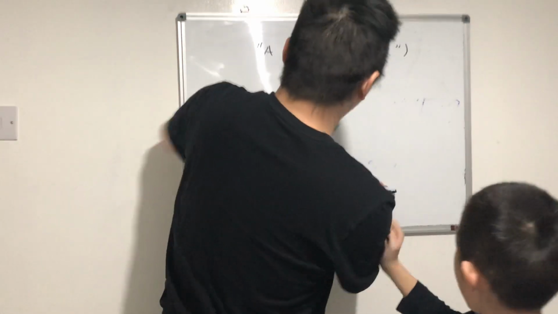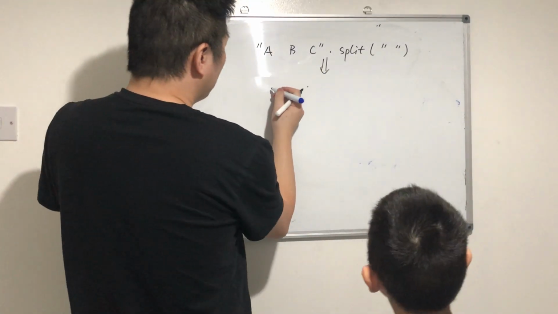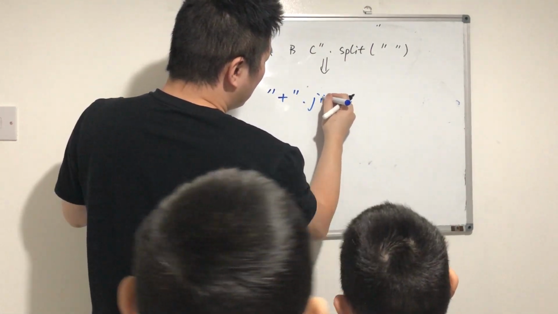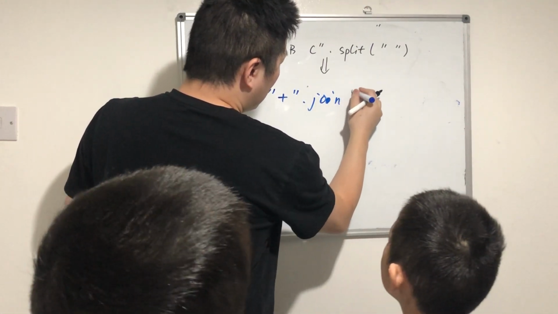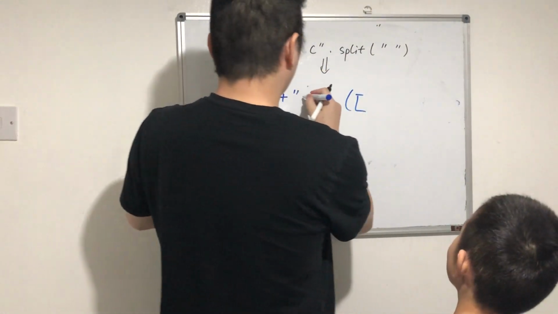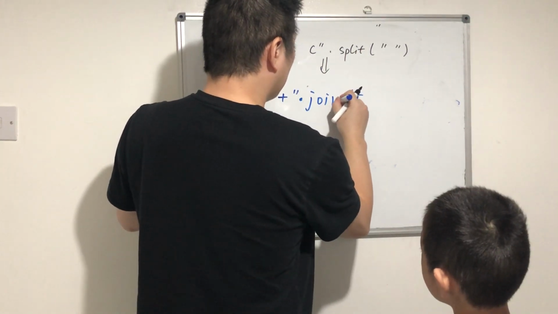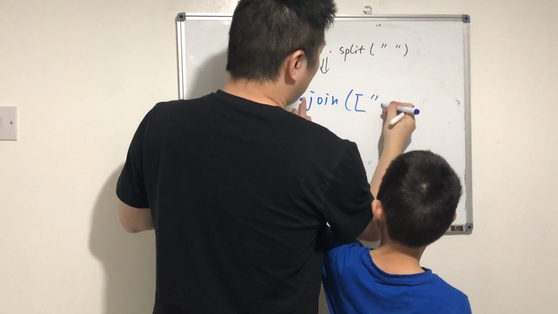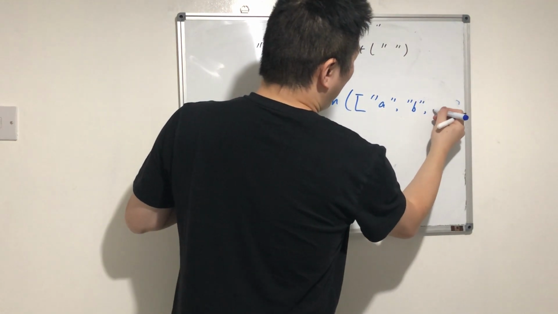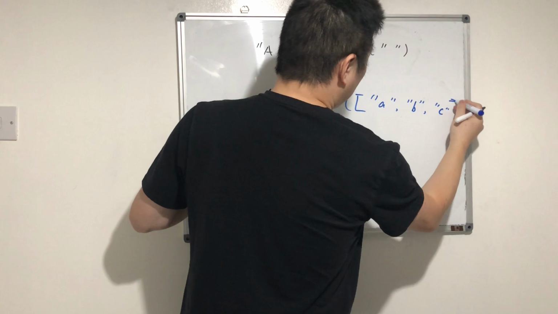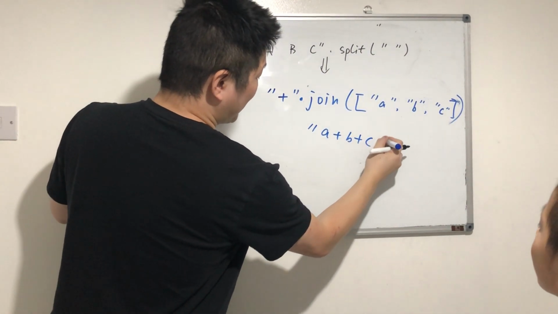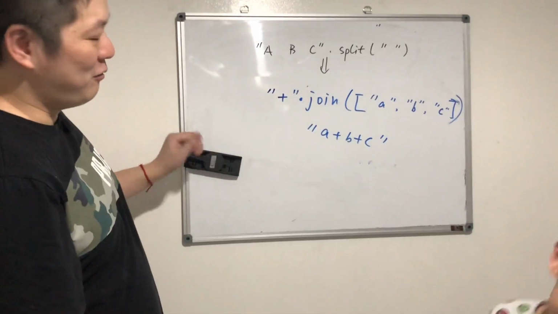And how about the last bit? Plus dot join. Dot join, and then that will be A, B, C. A plus B plus C. This is a string. See? Big brain. We're done.